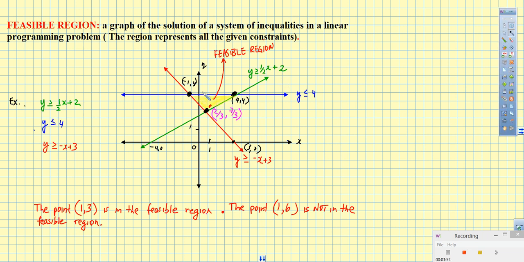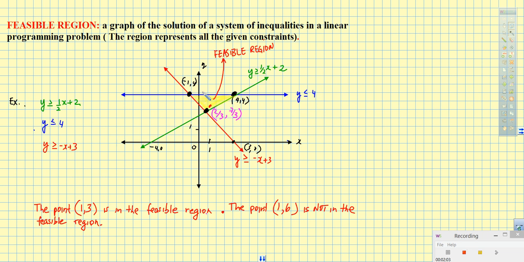So the area that's common to all three graphs is that yellow triangle right there, and that's called the feasible region. And that's the region that represents all the given constraints. Okay, so what are the constraints? The constraints are the actual inequalities. So when we're saying y has to be greater than or equal to 1/2 x plus 2, or y has to be less than or equal to 4, or y has to be greater than or equal to negative x plus 3, those are the constraints that I am giving.